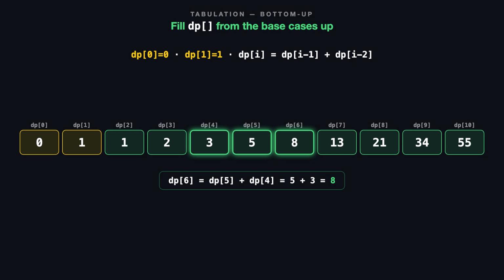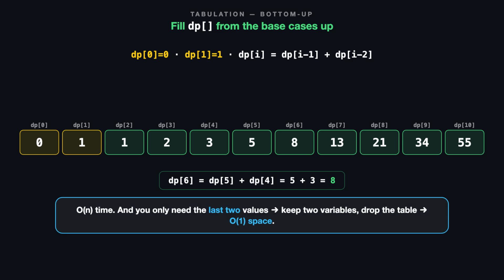Same O of n time. And here is a bonus. To compute dp of i, you only ever need the last two values. So keep just two variables and throw the table away. That drops the memory from O of n to O of 1.